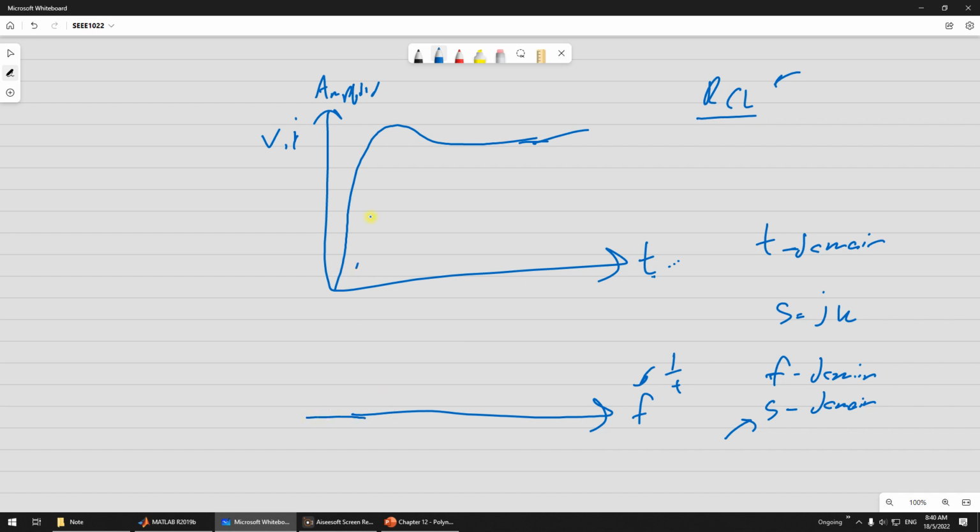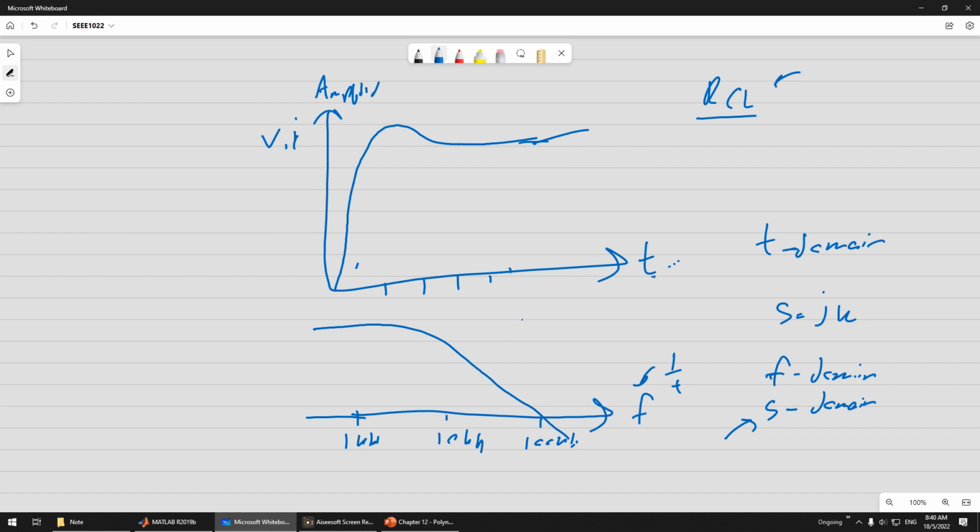So in frequency domain, this amplitude will change into something like this. This is usually the Bode plot. This is usually linear time. This one is usually the Bode plot. This is 1 kilohertz, something like that. 10 kilohertz. This is 100 kilohertz.